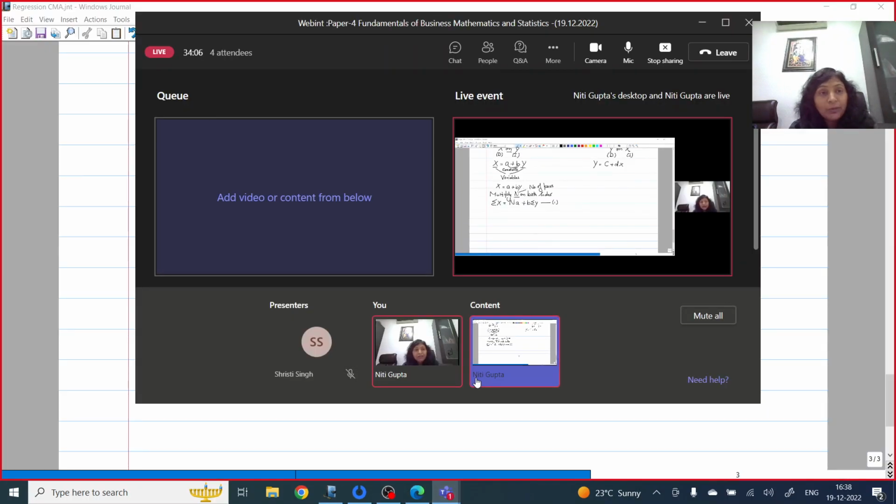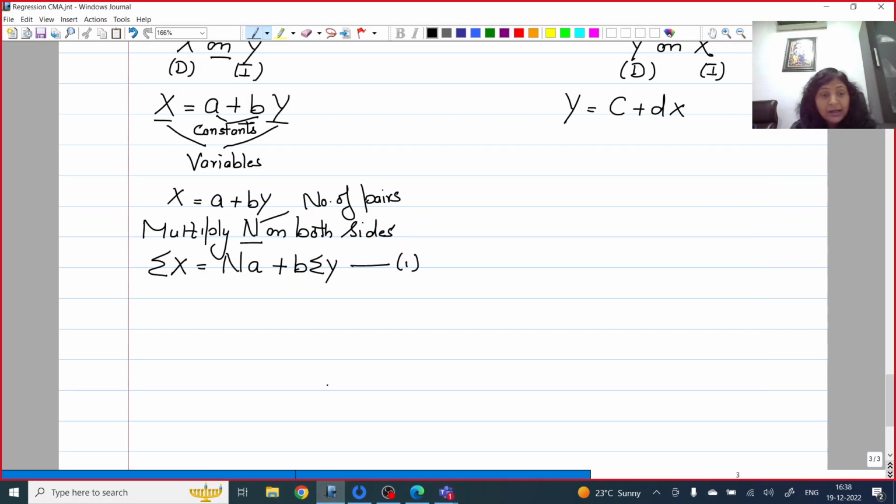Now next thing, because we need the values of two variables, whenever we have to find two variables, we need two equations to solve for them. So in the second step, what we'll do is multiply the independent variable. Now we multiply the independent variable on both sides.